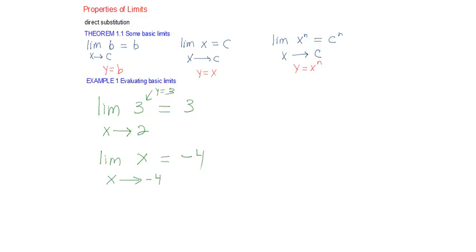And then let's do the last one. The last one says, what is the limit of the function x squared as x approaches 2? Same thing, direct substitution. That's going to be 2 squared equals 4.